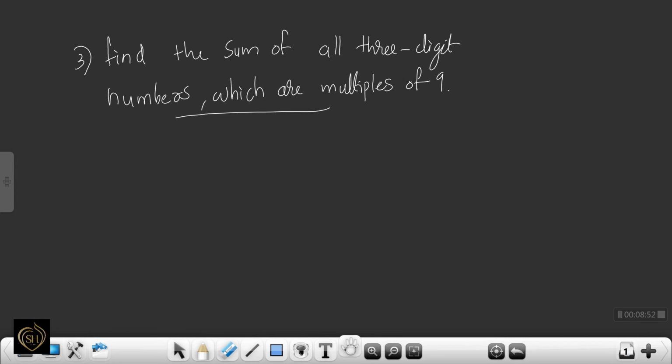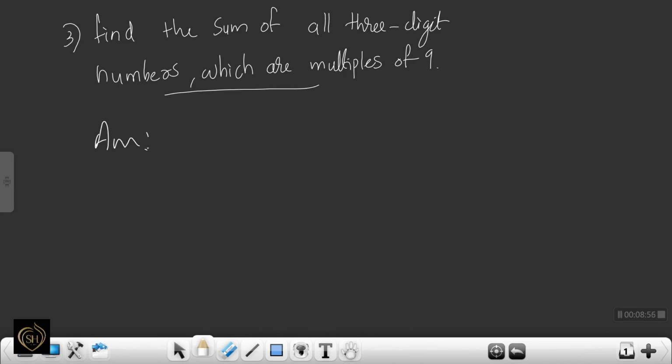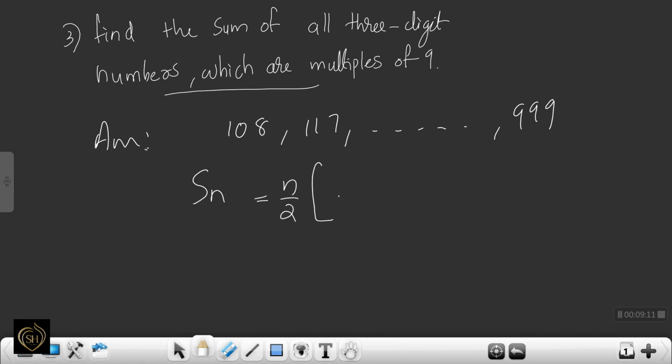Clearly we know that the 3-digit numbers which are multiples of 9 are 108, 117, etc. The last number is 990. Here we know the first term and the last term. So we can use the formula Sn is equal to n by 2 into first term plus last term.